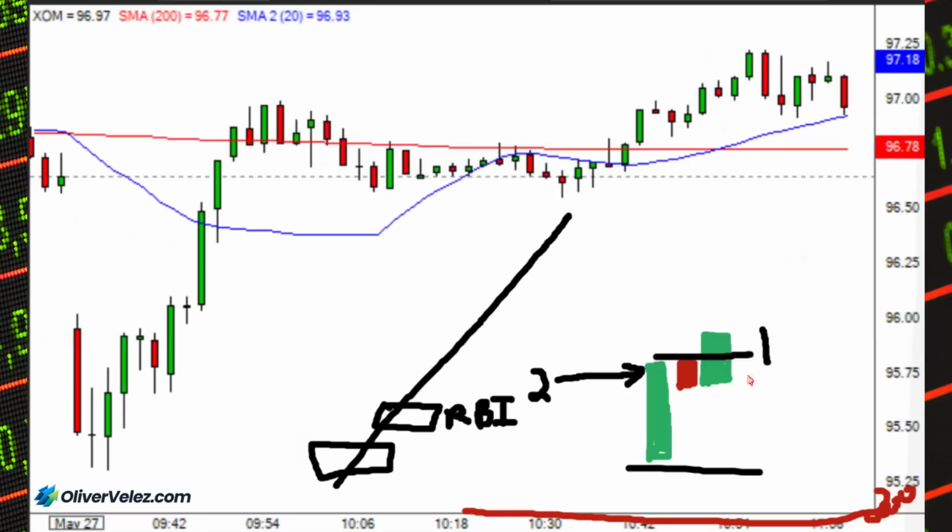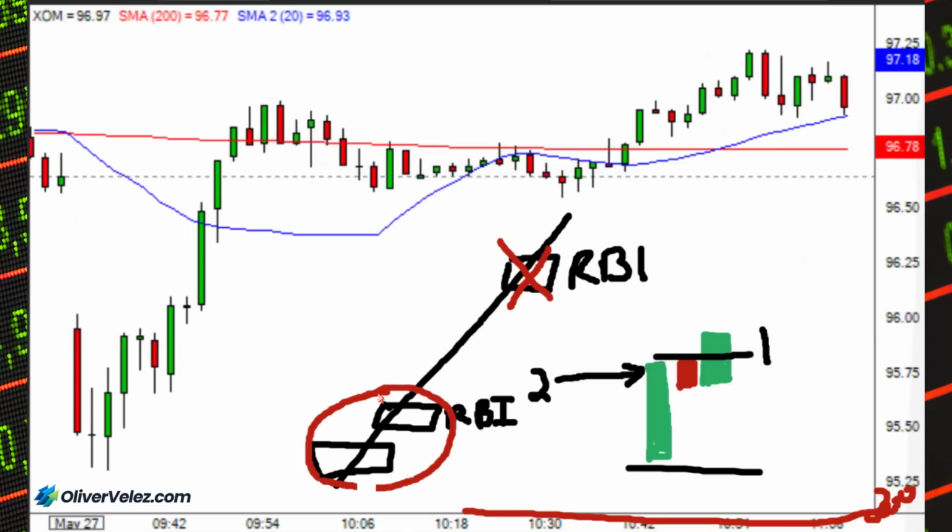Once you get that guarantee, you should be adding. So the first RBI is mandatory, unless it comes too far in the move. See, this RBI is not yours. Do you understand this? No. It's coming too far in the move. You don't want it too far from your original entry.